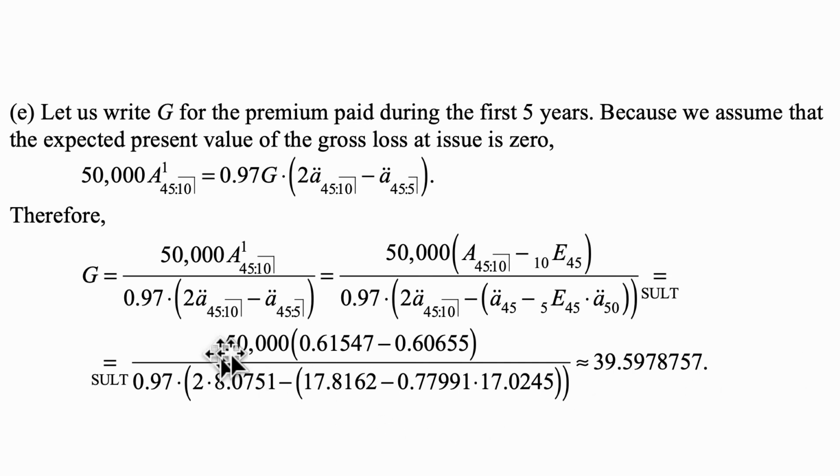Well, A double dot 45 colon angle 10 is in the table, but the same thing for 5 years is not, but we write it as A double dot 45 minus 5E45 times A double dot 50. All of those are in the table, and we write the term insurance as endowment minus pure endowment. And then all of the numbers are in the table. We look them up, plug them in, and get approximately 39.5978757. That's very close to 40.